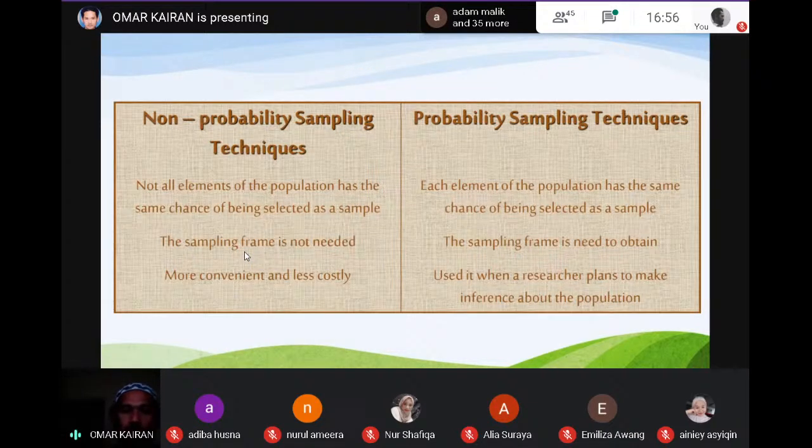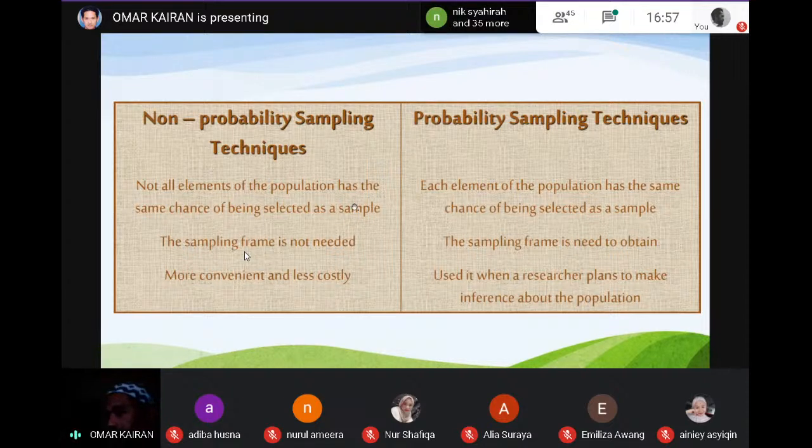Okay, so non-probability sampling, as I mentioned just now, not all elements of the population have the same chance of being selected as a sample. The sampling frame is not needed. It is more convenient and less costly. Not all elements of the population have the same chances.